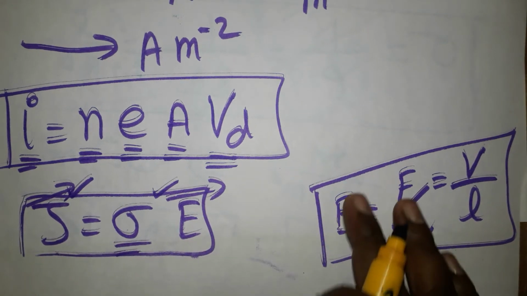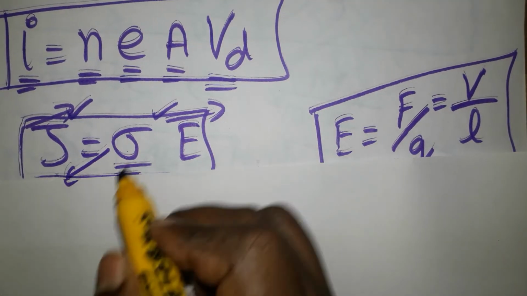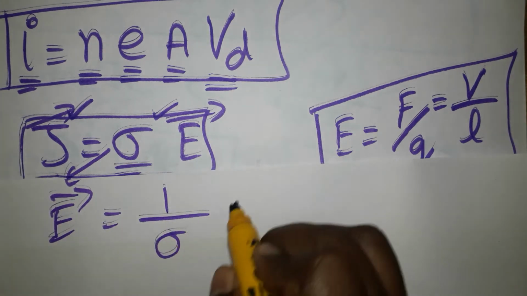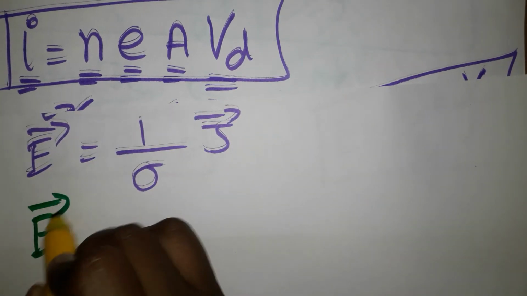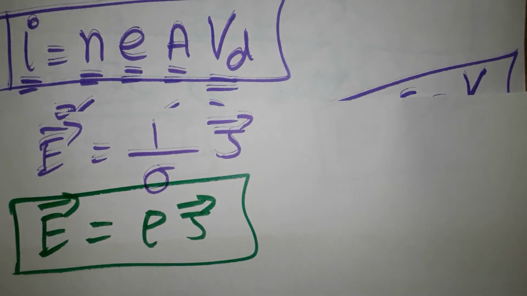The same equation you can modify this way also. So E vector is equal to 1 divided by conductivity times J vector. 1 divided by conductivity is going to be the resistivity. So E vector is equal to resistivity times J vector. It is the vector form of Ohm's law.